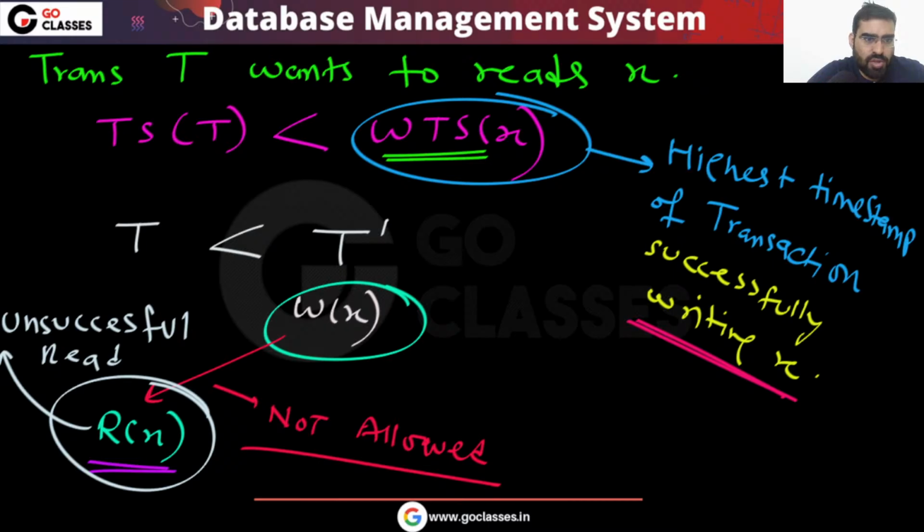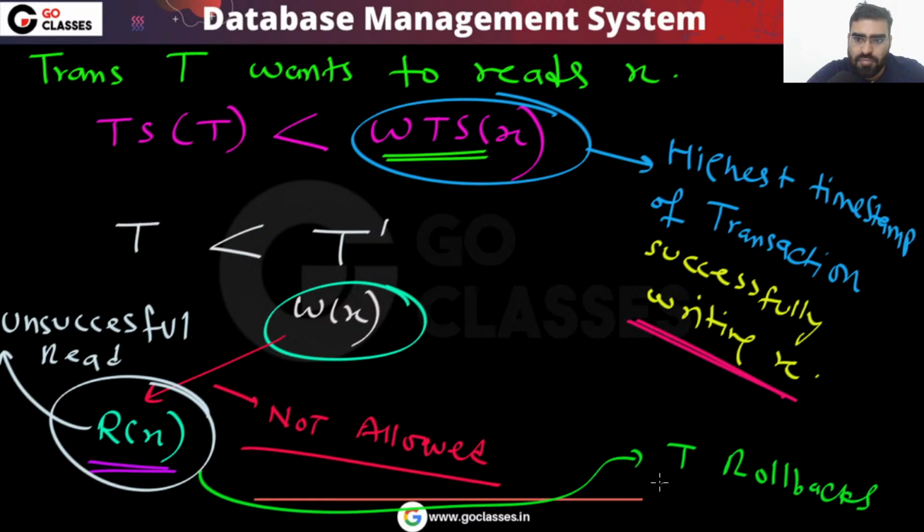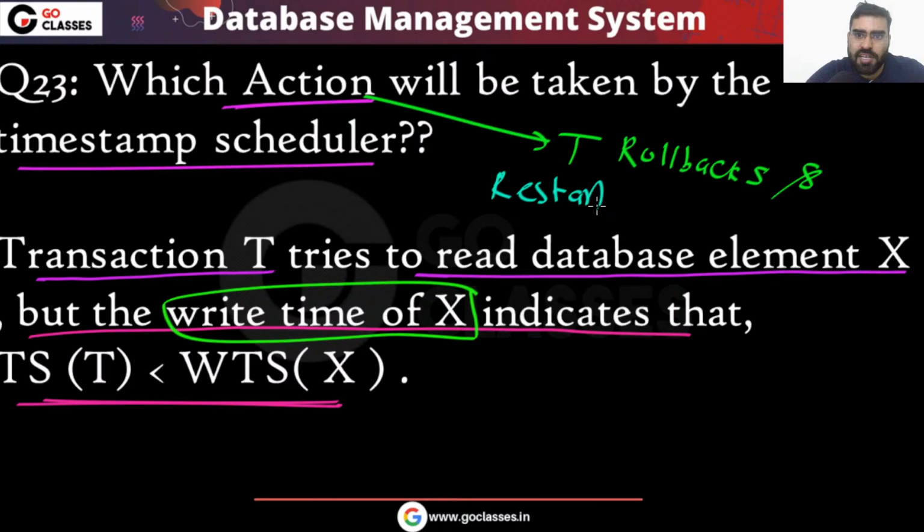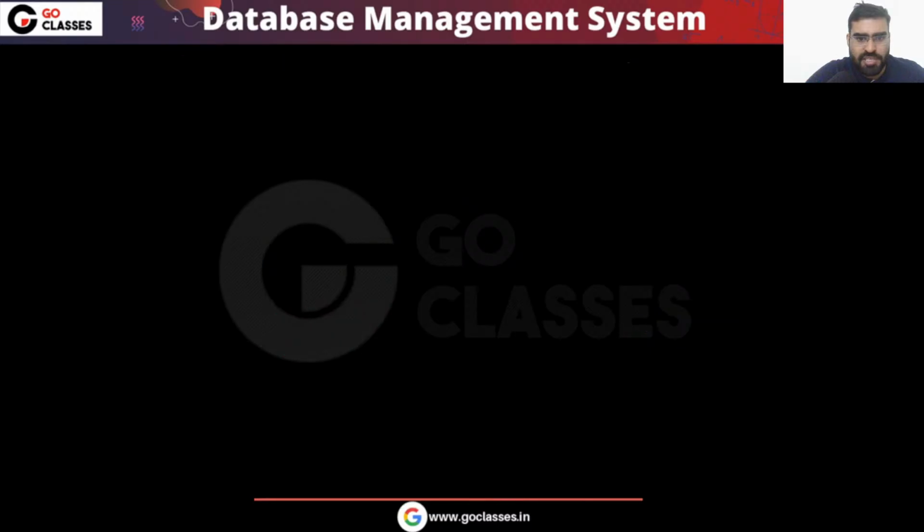This is an unsuccessful read. So here what will happen? Transaction T rollbacks and restarts. What action will be taken? T rollbacks and restarts with a new timestamp.